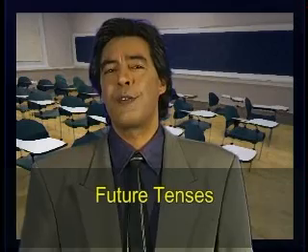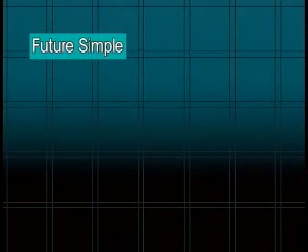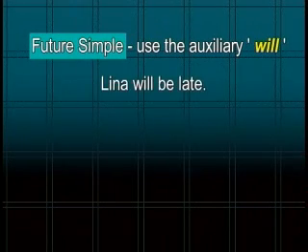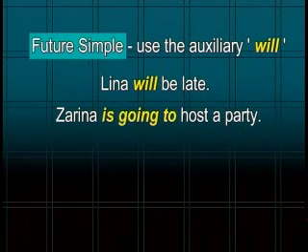Now that we have looked at the present and the past, let's move on to the future. Once again, there are 4 forms to look at: simple, progressive, perfect, and perfect progressive. In the future simple form, we use the auxiliary will. For example, Lena will be late. For planned actions, we can use the alternative form going to. Zarina is going to host a party.